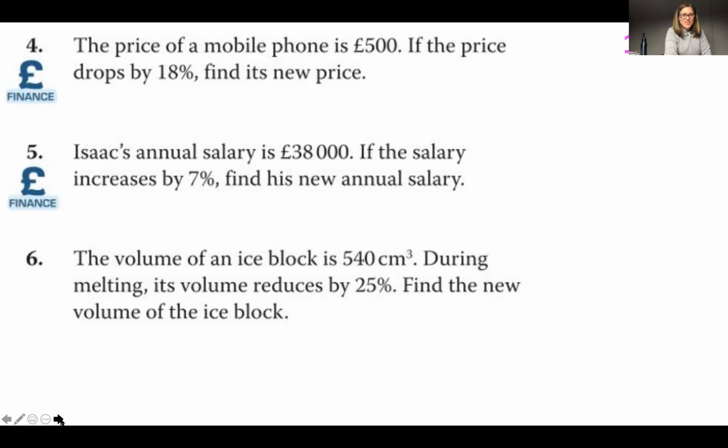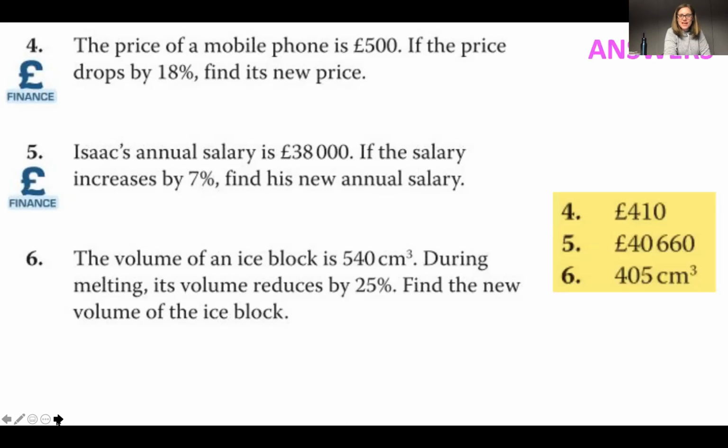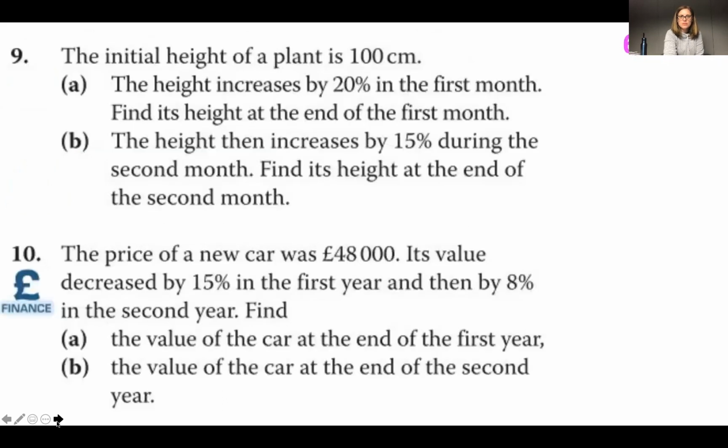Right, apologies for that. And now let's have a look and see how you got on. So the answer to question 4 is £410. That's a percentage reduction of 18%. Question 5, an increase of 7% takes us to £40,660. And question 6, we are reducing by 25%. So 540 reduces to 405 centimetres cubed. Right, couple more questions quickly, 6 minutes, good luck.